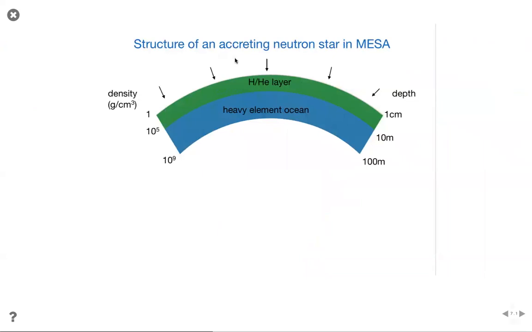So this is the structure of an accreting neutron star that is used in MESA. In this case MESA doesn't compute the structure of the entire neutron star from the center to the surface. It only computes the thermodynamic structure and nucleosynthesis inside this accreted envelope, as I said. So its characteristic depth is 100 meters and density from 1 to 10 to the 9 grams per cubic centimeter. Okay, MESA allows us to model only part of the star.